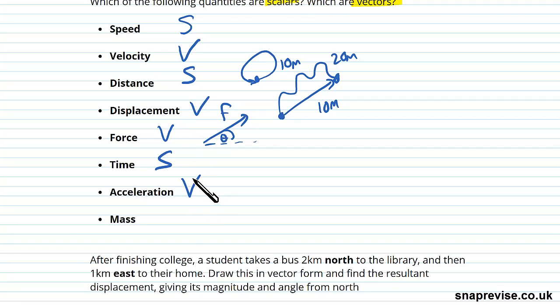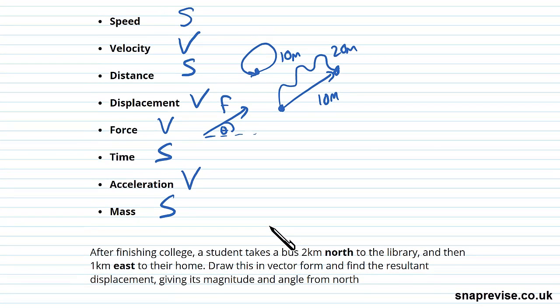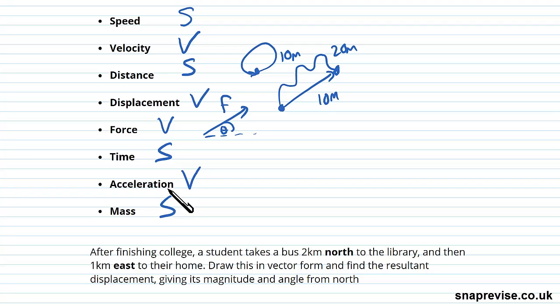Acceleration we saw, well, we get it from velocity, displacement, etc. So it's definitely a vector. You accelerate in a certain direction. You can't just accelerate in general. You have to specify the direction you're moving in. And we saw the mass was just a scalar. You just have 5 kilograms mass, 10 kilograms of mass. You don't specify the direction of this mass. It's just a number.